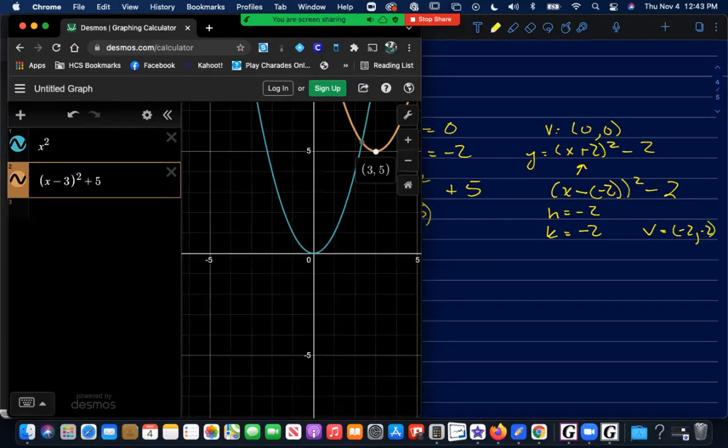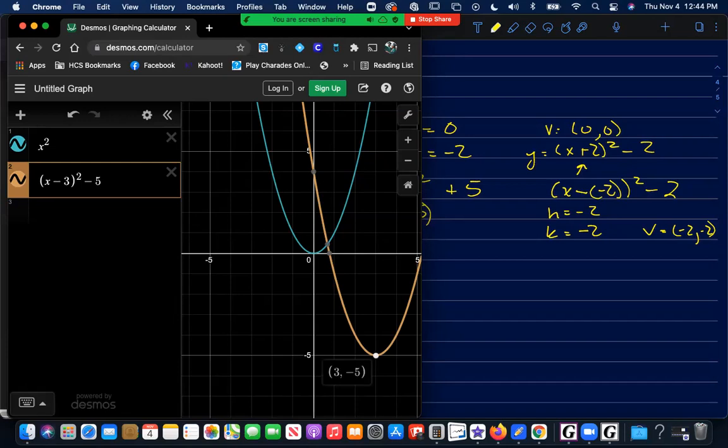Okay. So that's vertex form. Remember, on the inside, it's flip-flop. On the outside, it's whatever it is. So if it's x minus 3, then it's 3, moving to the right. And if it's plus 5 on the outside, you just go up. If it was x plus 3 and minus 5, it would be (-3, -5). So that's the vertex part of it.